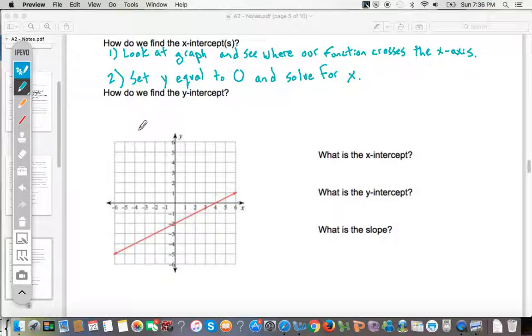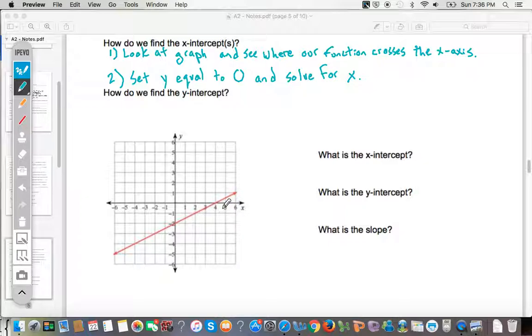Okay, so that kind of makes sense, setting y equal to 0 and solving for x in order to solve for the x-intercepts. Because if we look at this graph right here, our function, or our line, crosses the x-axis at the point 4, 0. Okay, so we're not going up or down on the y-axis. So our y needs to be 0 in order for this function to cross the x-axis at a point.